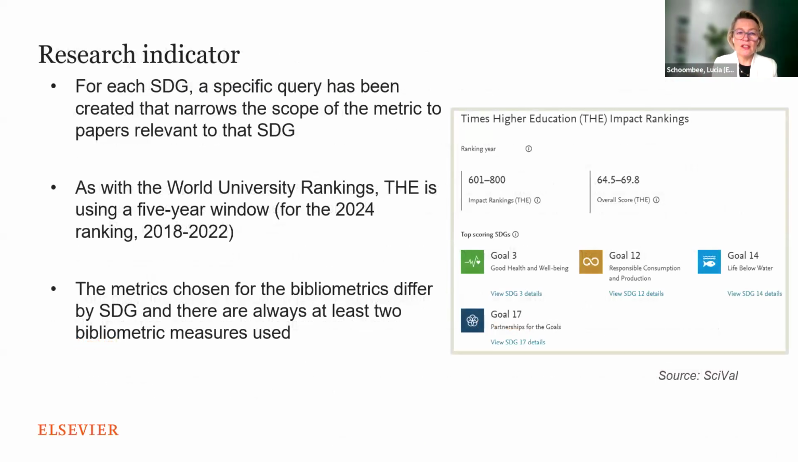All right, so for each SDG, this is exactly what I said now. A specific query has been created. It narrows the scope to the metric relevant to that SDG. So first of all, the mapping determines whether a publication is linked to a specific SDG. It uses a 5-year window also, and the metrics chosen are different for each SDG, and also always for each SDG at least 2 bibliometric measures, but not only 1.